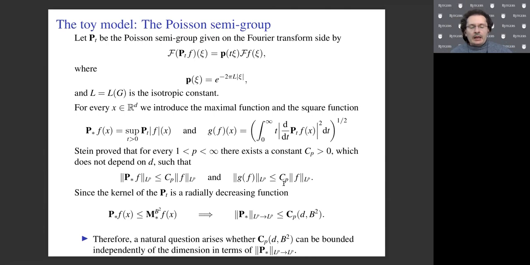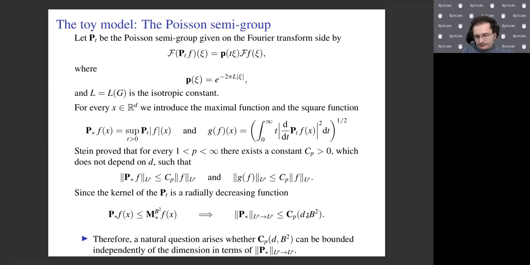And here there is a simple observation, which says that because the Poisson semigroup, if we take a look at the physical space, is defined using a radially decreasing function, we have a simple bound: the maximal function corresponding to the Poisson semigroup can be pointwise controlled by the Hardy-Littlewood maximal operator over the Euclidean balls. And we have this bound. So therefore this implies that the best constant in the Poisson semigroup is controlled by the best constant in the Hardy-Littlewood maximal average.